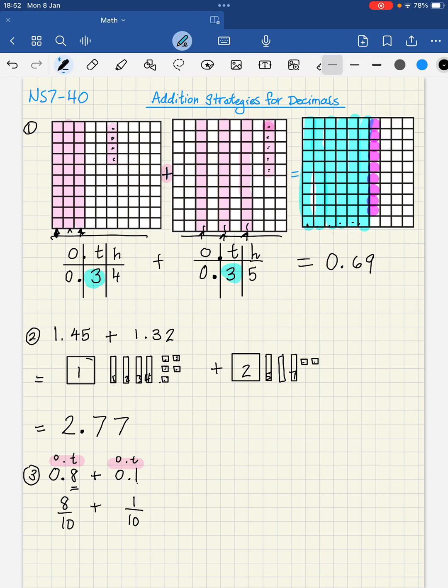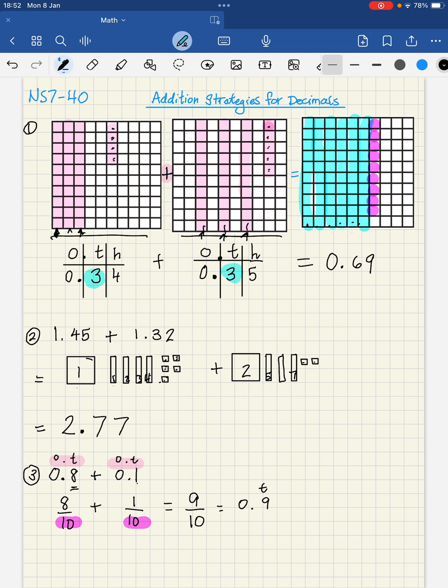Now, because our denominators are the same in this question, we can add those no problem. We don't have to do anything else. So 8 plus 1 is 9, and we've got 10 underneath, so 9 tenths, right? And that translates to a decimal. How? We would just write it as 0.9, right? Because that's in the tenths. So 9 tenths and 0.9 are equivalent.